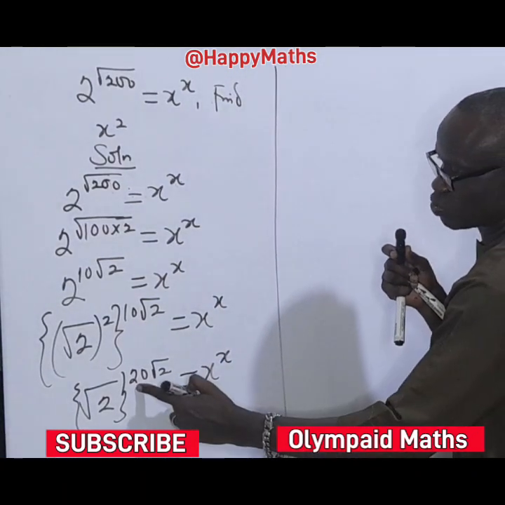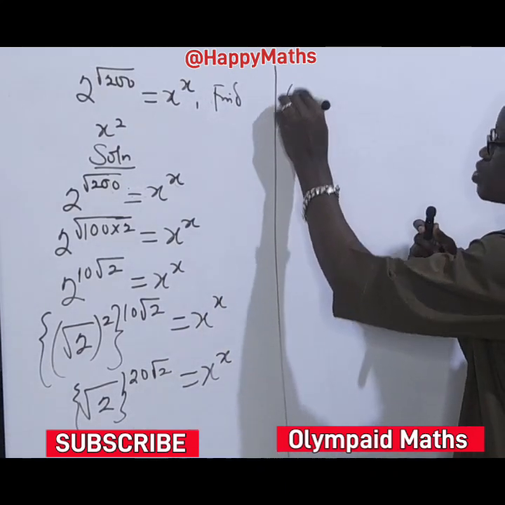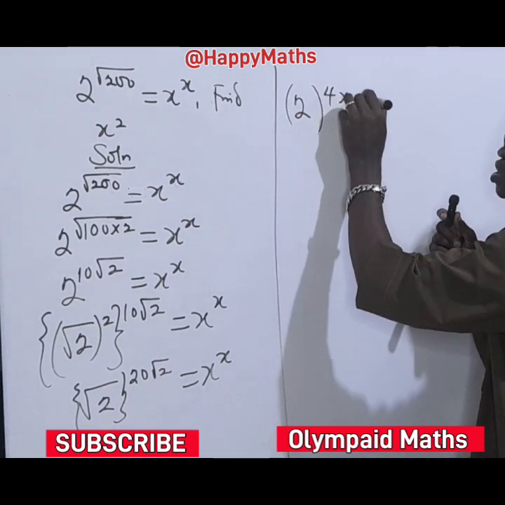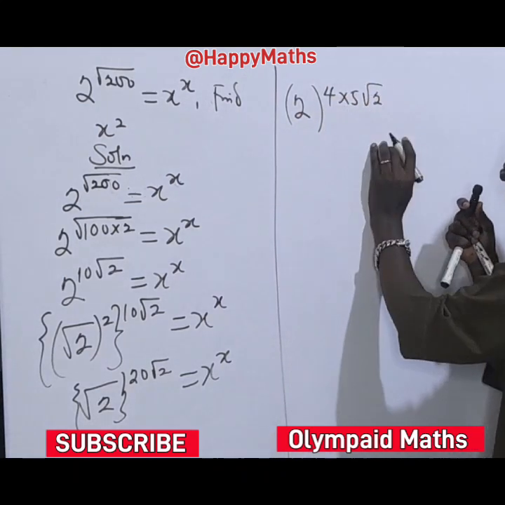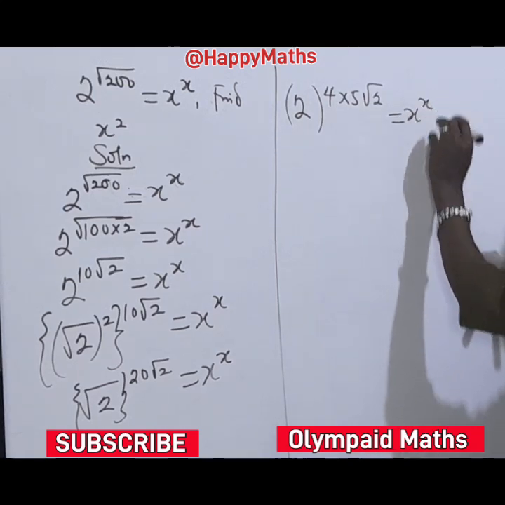Now from here, what do we do? Let's split this again. So this is 2. We can split 20 to be 4 times 5. So this is 4 times 5 root 2. That will give us equal to s to the power of s.